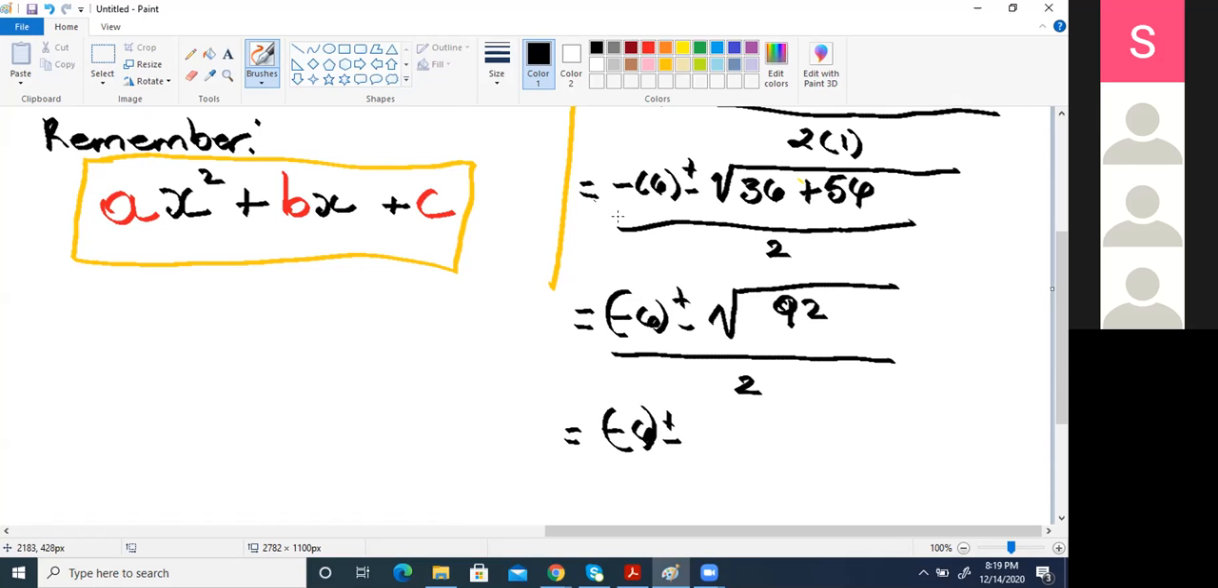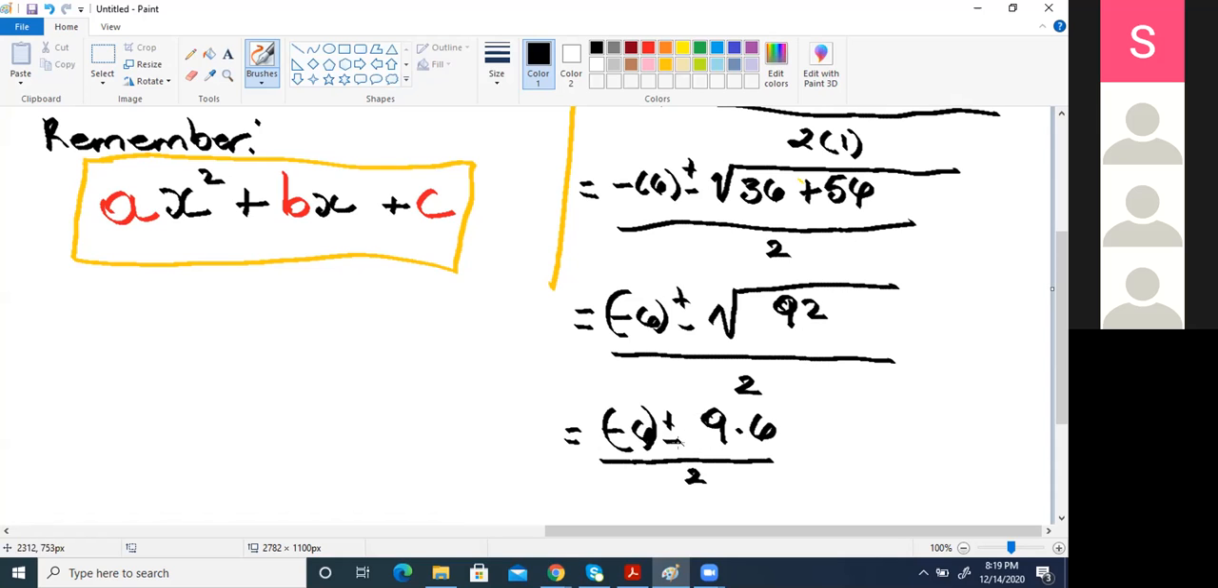The root would be... what's that? 9.59. All right. So we never want it to be a fraction, but we're going to work with it. Let's go with 9.6. So that's 9.6 over 2. Yeah, because it's 9.5 rounded. I just wrote it off. I didn't want it to be a fraction, but since it's a fraction, we work with it.